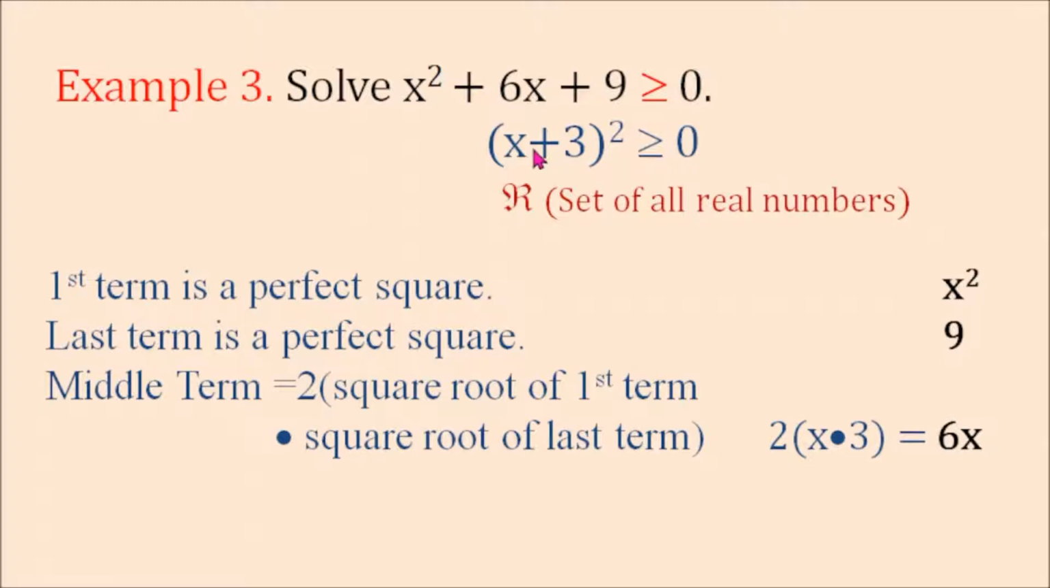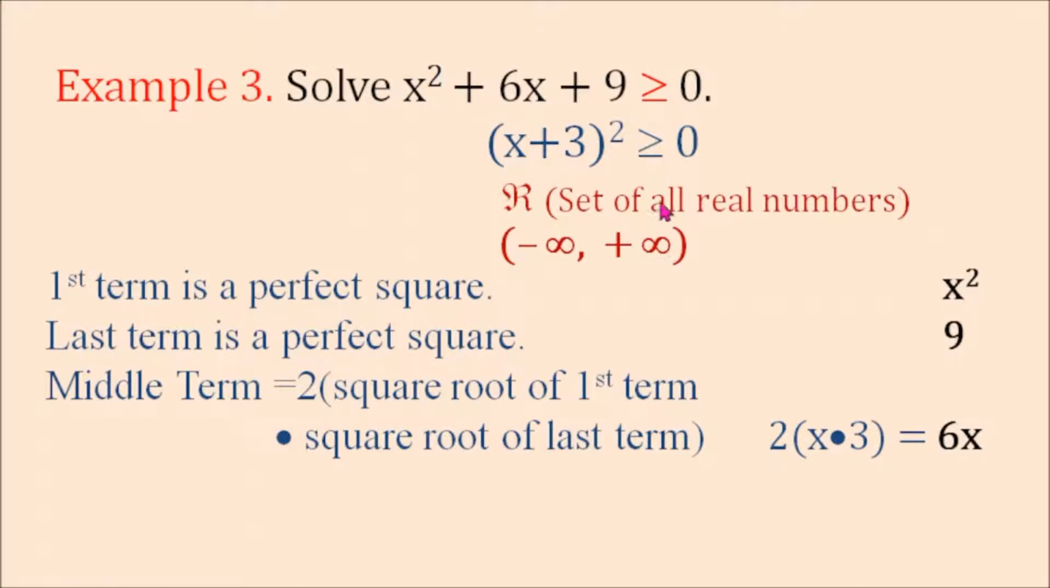Why? Because for whatever value of x we put here, it will always be greater than or equal to 0. If we square a positive number, it will be a positive number. If we square a negative number, it will still be a positive number. And if we square a 0, it will still be a 0. Our answer here is the set of all real numbers, or from negative infinity to positive infinity.